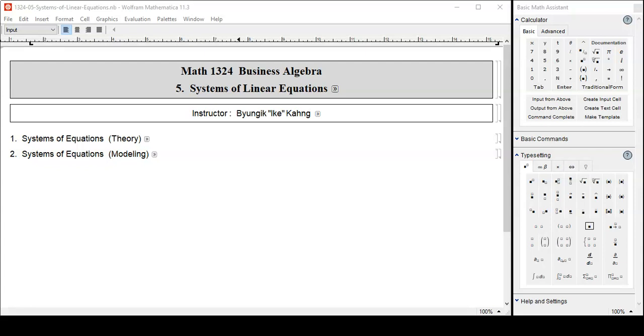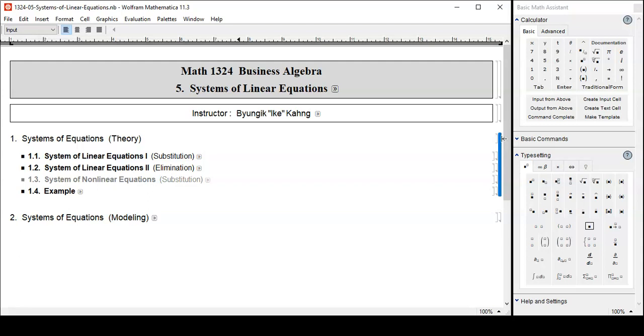Hello students, welcome back. We went through most of the important parts related to systems of linear equations. There are several things we didn't cover yet. One is, what if we have 3 or more linear equations? Too complicated, I'm not going to cover it in this class.